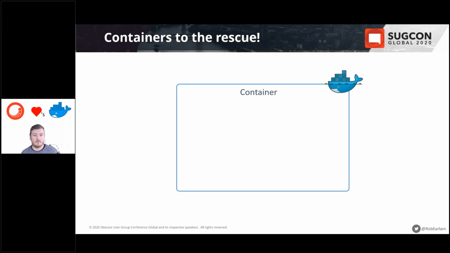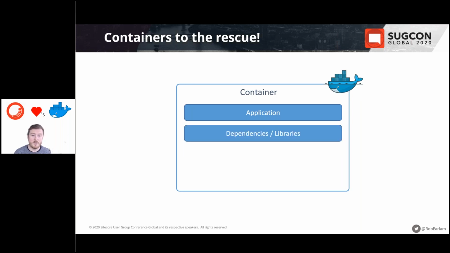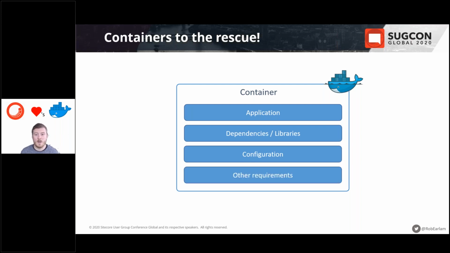So how do they do that? Well, when you run a container, you're not just running your application. Obviously, that's a part of it, but there's other elements included. You're also going to be running all the dependencies and libraries that it needs, any configuration it needs, and pretty much any other requirements. You'll stand up one or more containers, and they will form a whole complete system, a whole complete architecture for you.